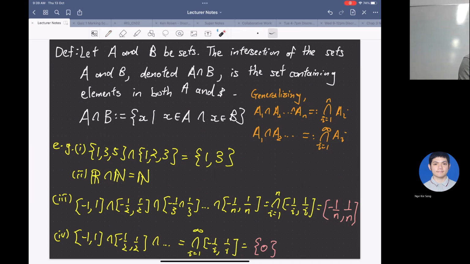Yeah. So I think this direction really is easier. So 0 is in between every, how to say, for every n you can find that negative 1 over n is less than 0 and 0 is less than 1 over n. Okay? This is how you can show it this way. And then the other way is maybe a bit harder. Okay. Infinite is a bit tricky.